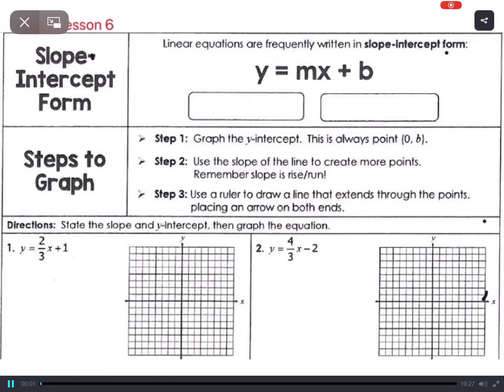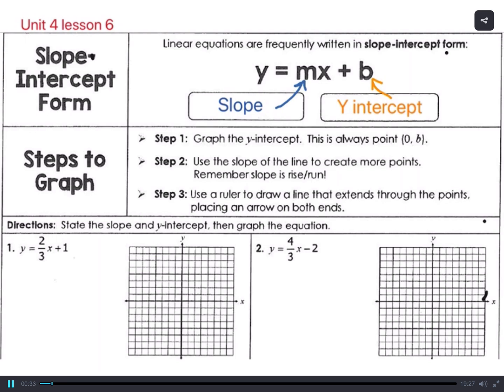Today we are going to complete Unit 4, Lesson 6, which will be a review on slope-intercept form. Slope-intercept form is in the form of y equals mx plus b, and it gets its name from the two important pieces of information that it gives to you, which is the slope, the m, and the y-intercept, which is the b.